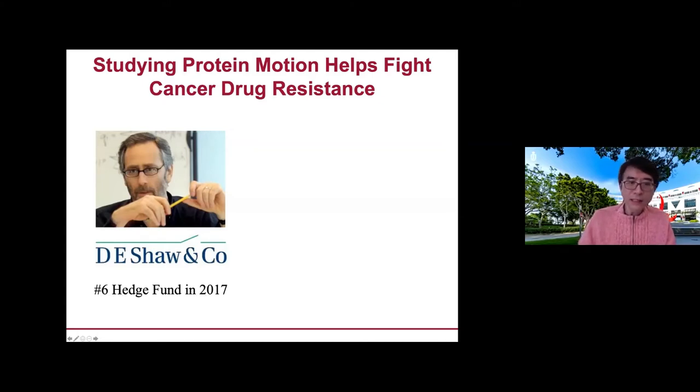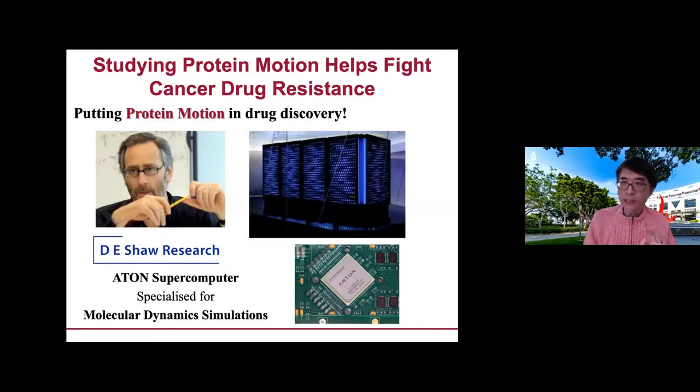In his spare time, he invested a lot of money into designing a special purpose machine just for the simulation of protein motion. David E. Shaw is a computer scientist, and his expertise is high performance computing. And he designed this Anton supercomputer, right?